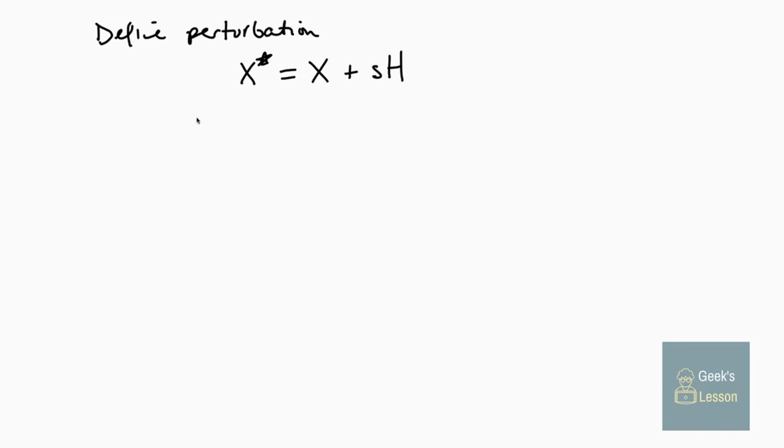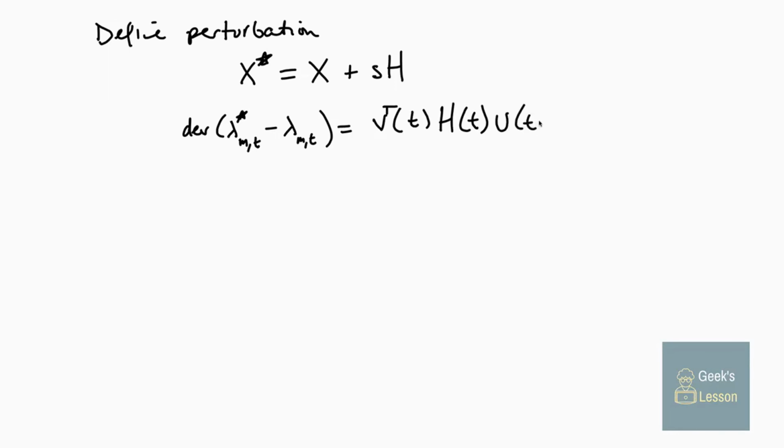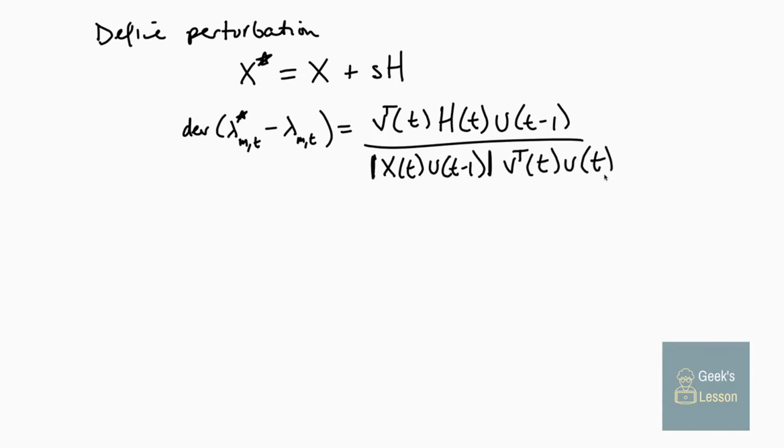So for every time step in every simulation, the difference between the growth rate in the perturbed system and the growth rate in the original baseline system, the single-step growth rate in simulation m at time t, is going to be given by this ugly looking expression: V transpose at time t times the perturbation matrix at time t times the stage vector at t minus 1, all over this matrix norm times V transpose at time t times U at time t. And all of these are for whatever simulation m.